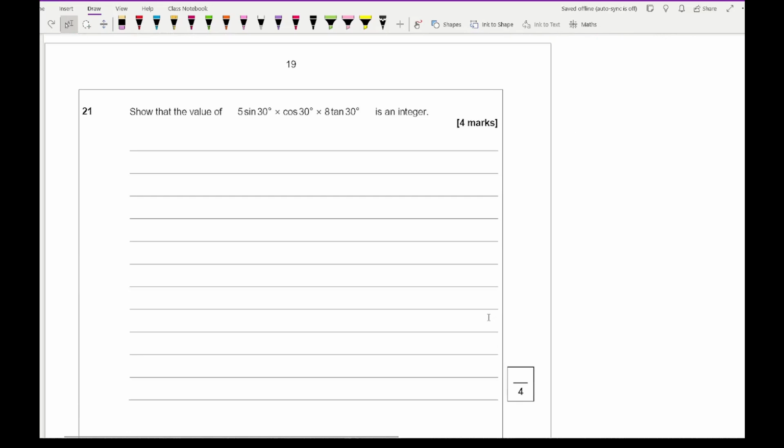Then moving on to question 21, it says show the value of 5 sine 30 times cos 30 times 8 tan 30 is an integer.